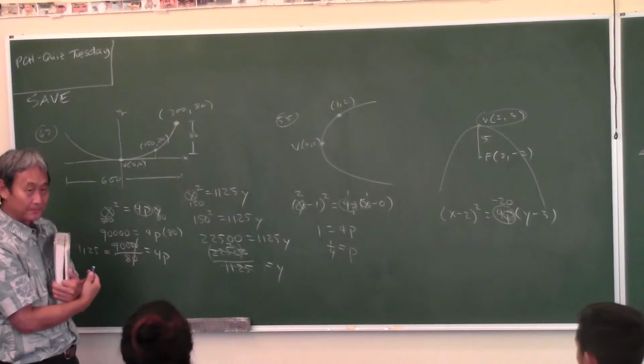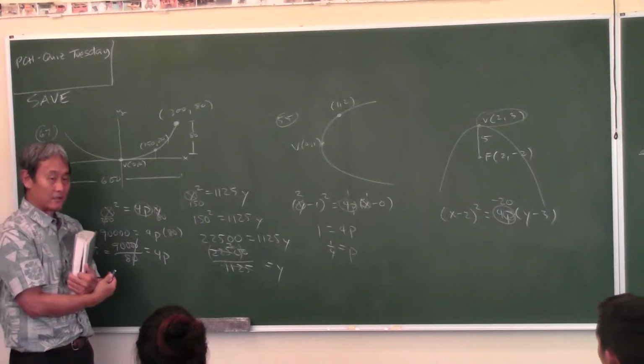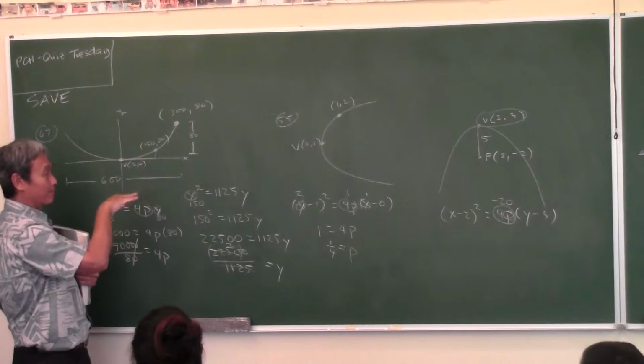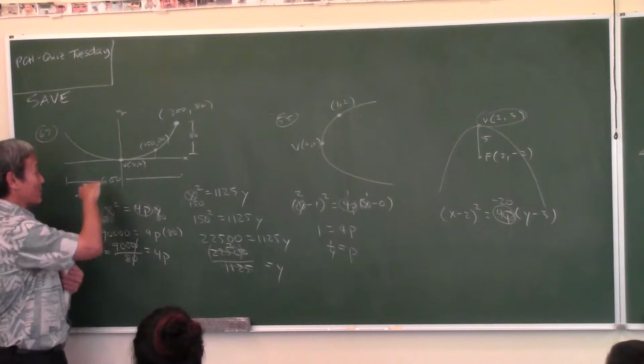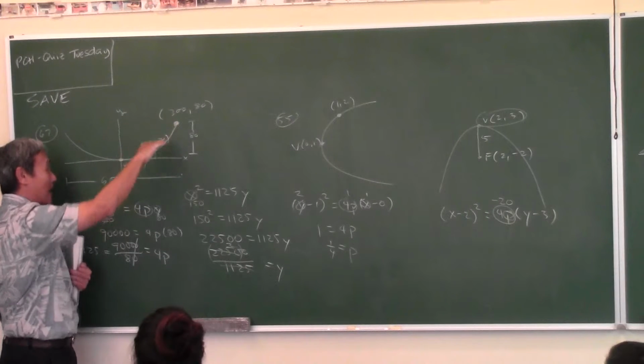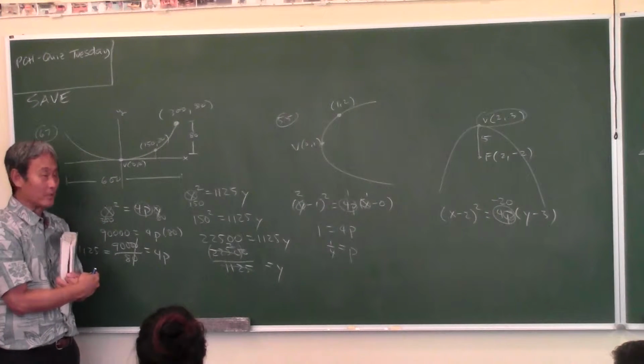Yes, question? You just make a proportion. No. Because it's not proportional, that's why. It's a parabola. See, if it was a line, a straight line, then you could make a proportion. What, you got 20? Well, tell me what you did.